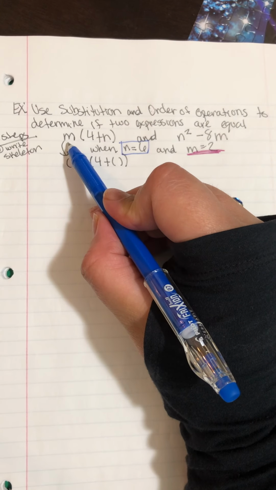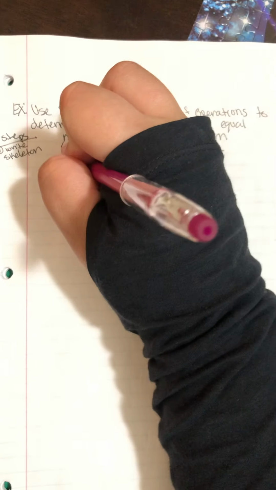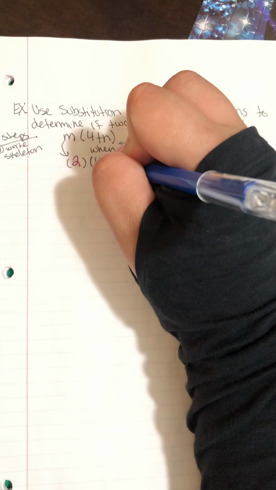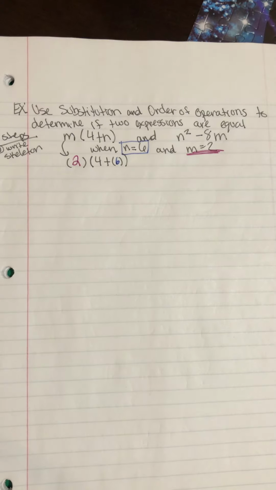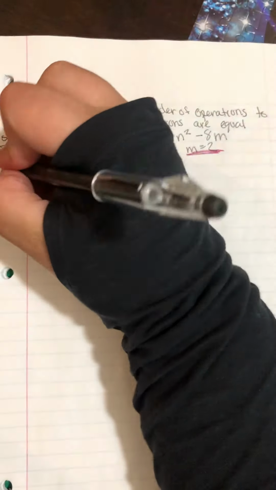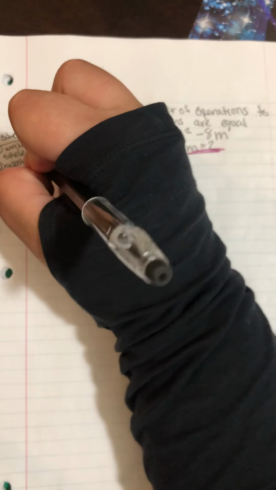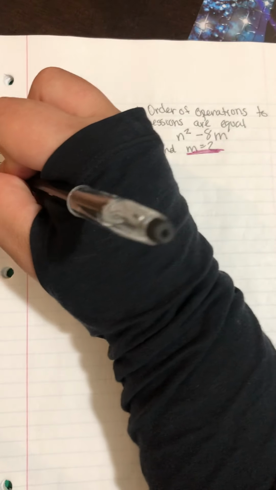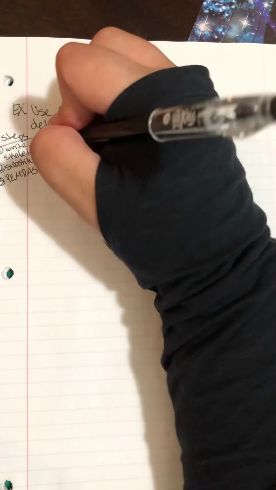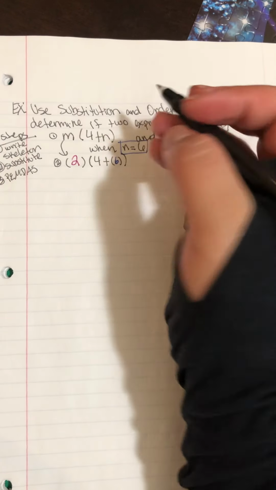My m, m as in monkey, is 2. I got the wrong color. So 2 goes in there, and then n is going to go in here. Then we're going to do our order of operations. Step 2 was to substitute, and our last step is just to use PEMDAS. We already substituted, so we did 1 here and we did 2 here, and now all we're going to do is use our order of operations.